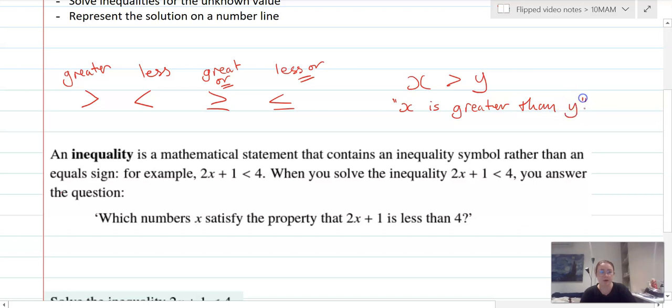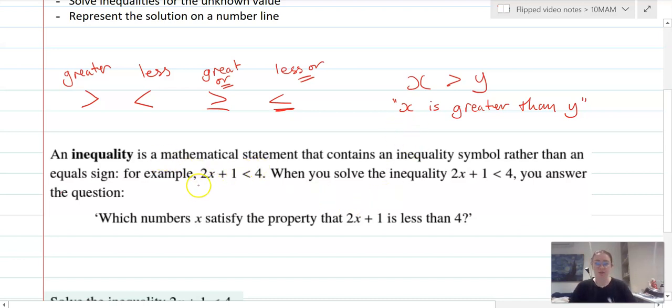Think about your little crocodile jaws: the side where it's got the big gap, whatever side that's on, the thing on that side is bigger than the other side. And if you've got the extra line underneath, like we have here, that just means we've combined the equals sign and the inequality. So we're saying the value can be less than that, or it can be equal to that.